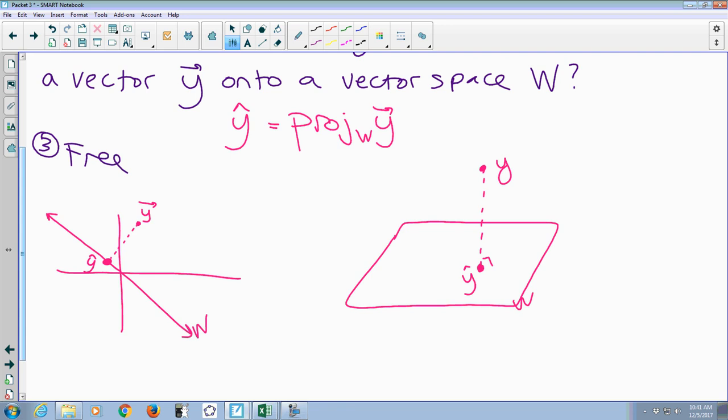But y hat is always the point in W that's closest to y. Right? So if you drop a perpendicular down to the two-dimensional plane W, that is the closest point in W you can get to y. And the same with the line. Y hat is the closest point to y that lives on W.